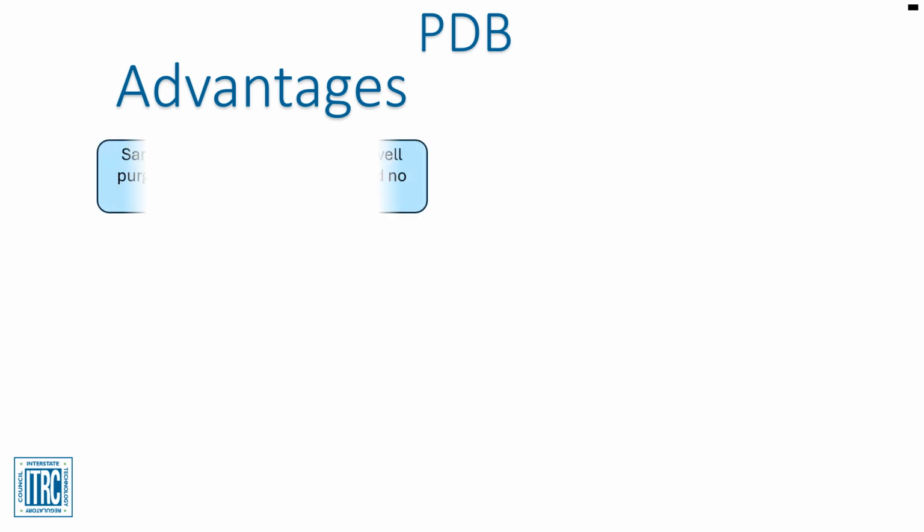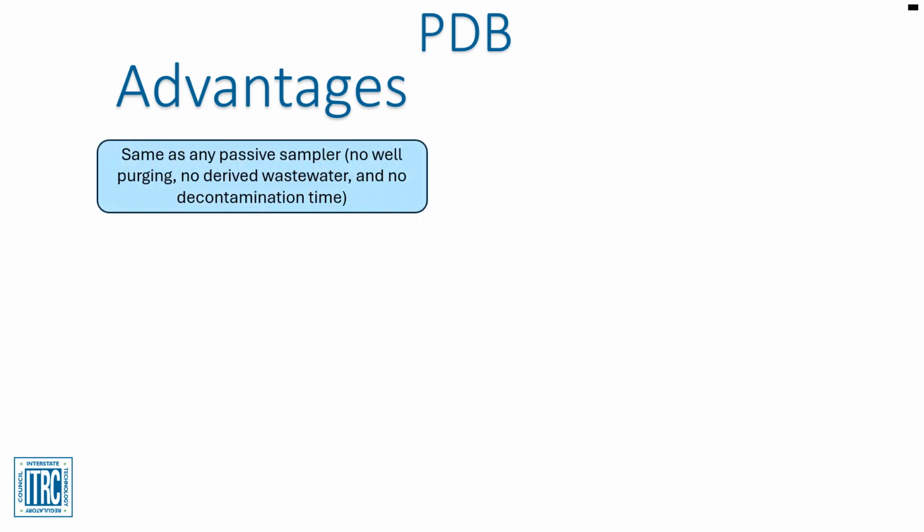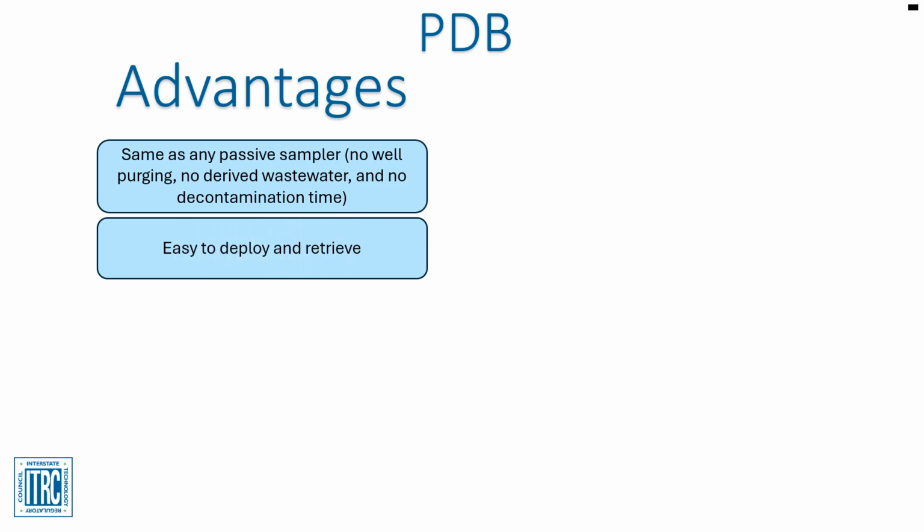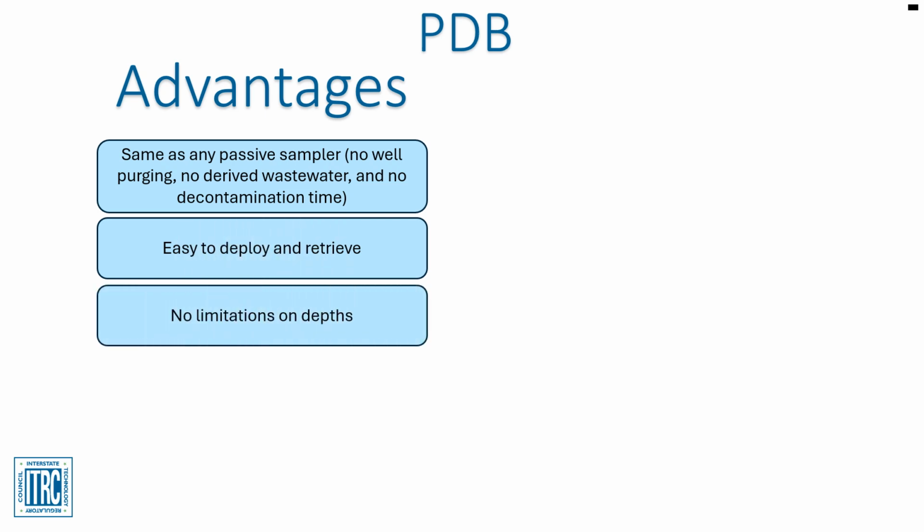PDBs have the same key advantages as any passive sampler. No purging time, no wastewater, no decontamination time. In addition, PDBs also have specific advantages, some of which are listed here. They are easy to deploy and retrieve. There are no limitations to sampling depth. Samplers are low cost and commercially available.